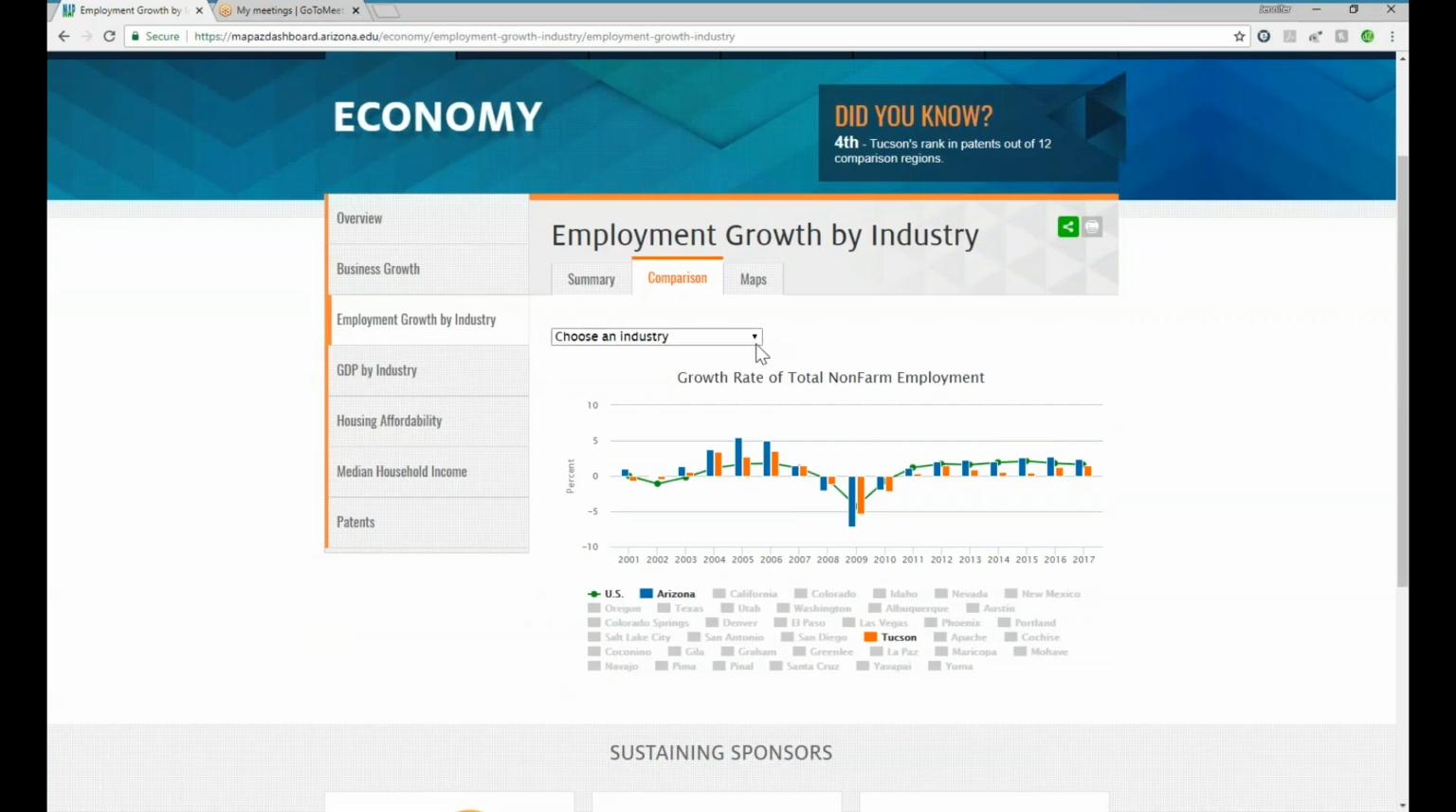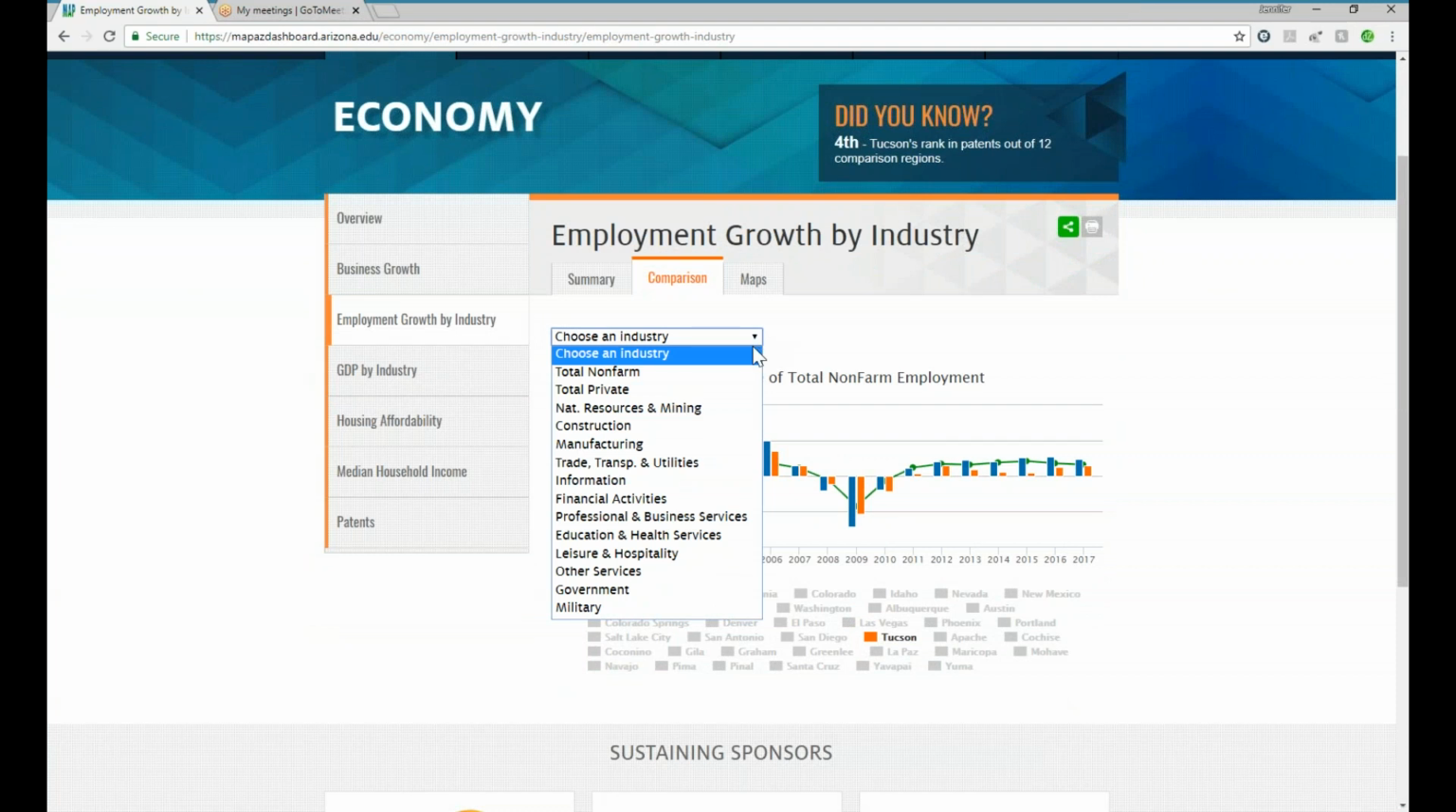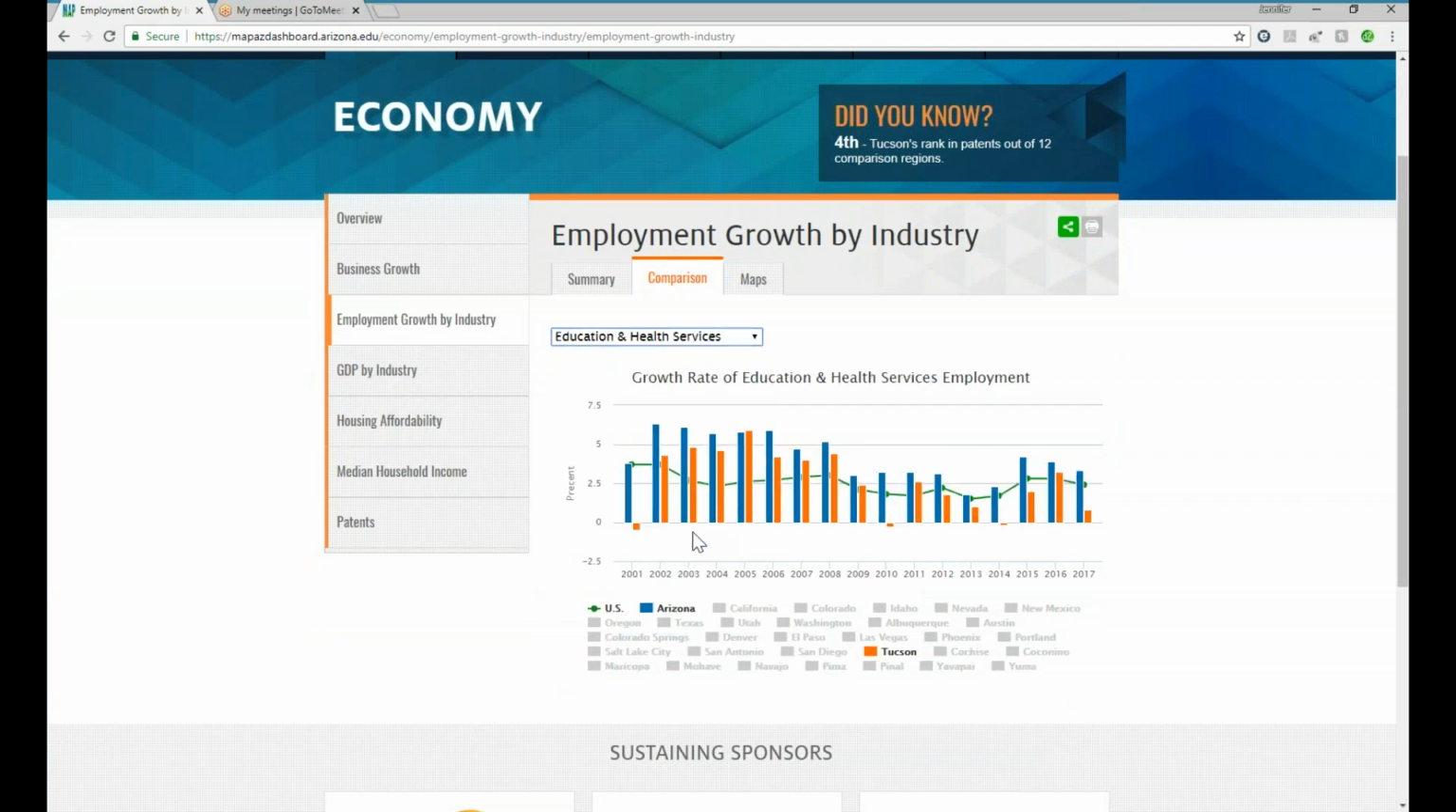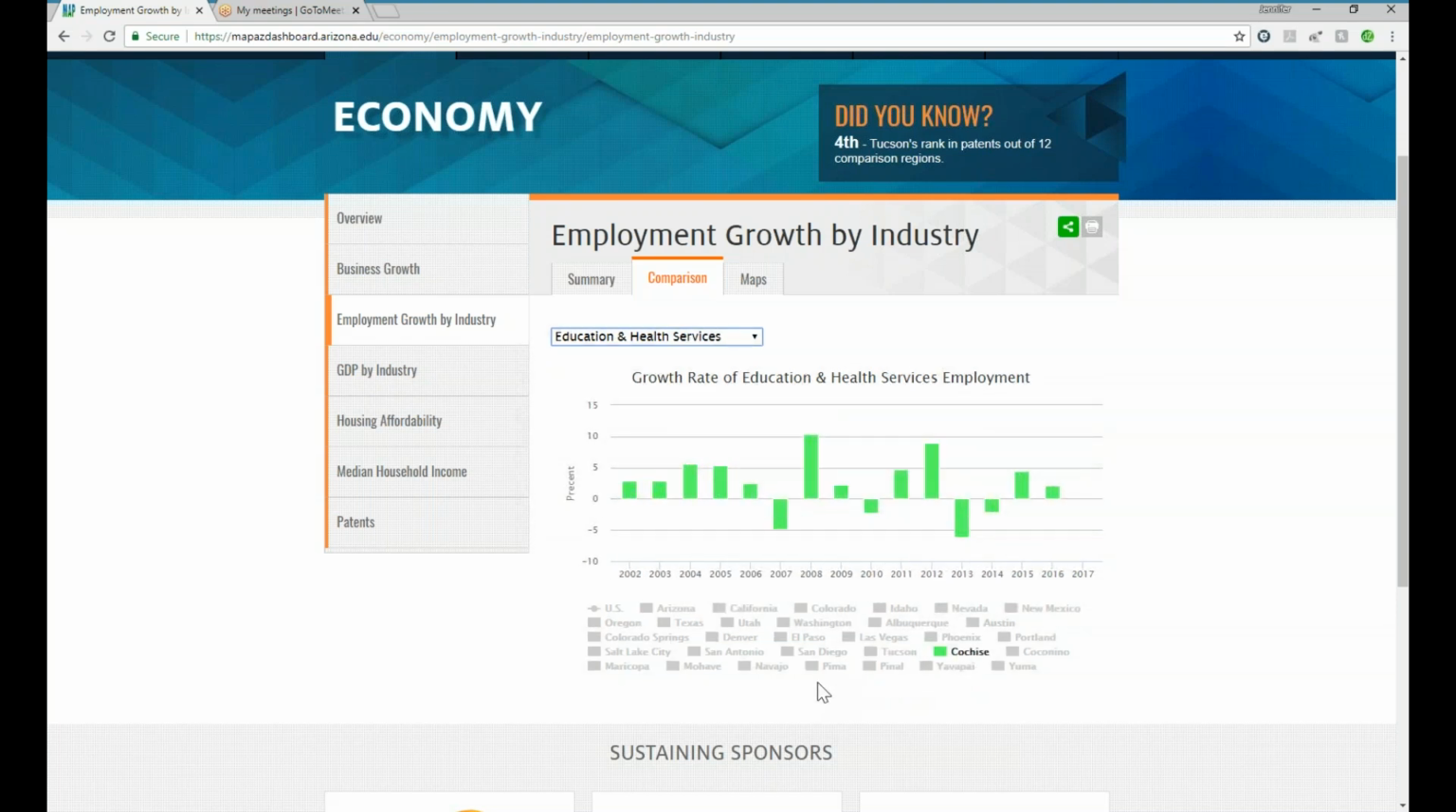You can go in here and click on the industry that you're interested in. If you're interested in education and health services, you can click on that and you'll have all of that trend information for our counties, for our metropolitan areas, and for our states. If you're interested in Tucson, this is Tucson metropolitan area, same as Pima County, you can click on Tucson. If you're interested in Cochise County, you can click on Cochise. You can compare Cochise to Coconino County, for example, if you'd like to.